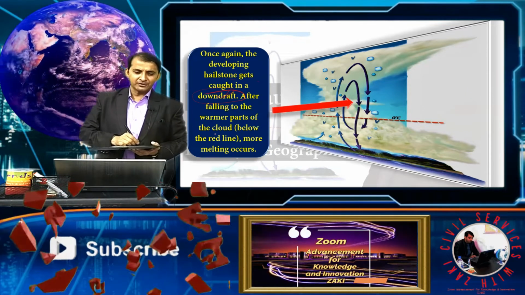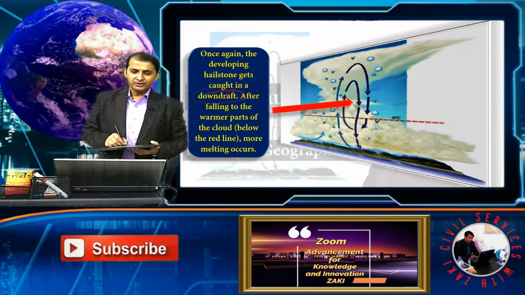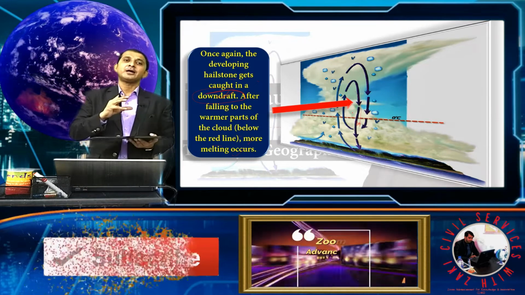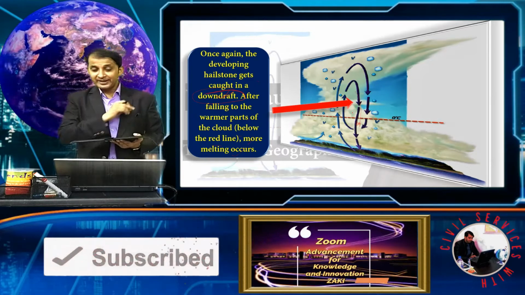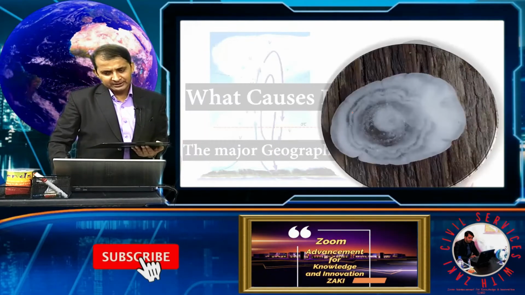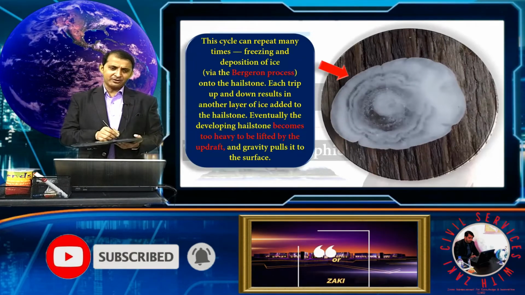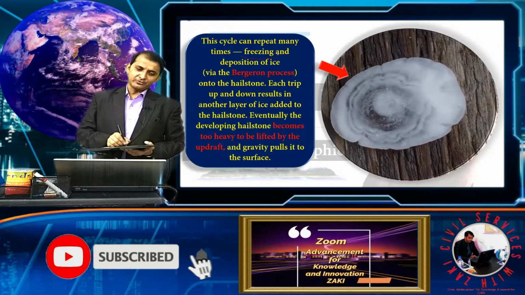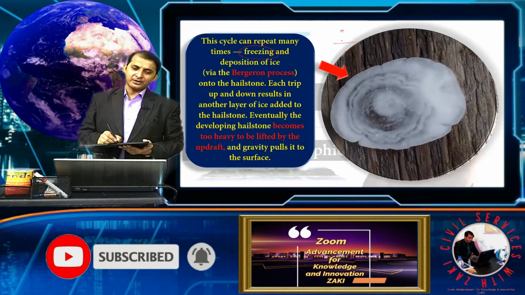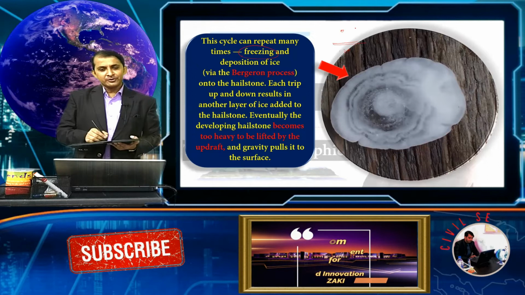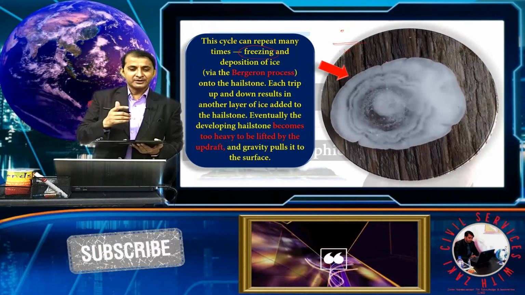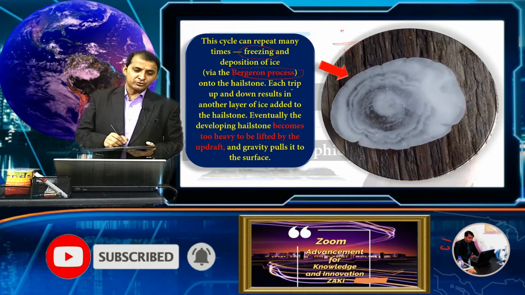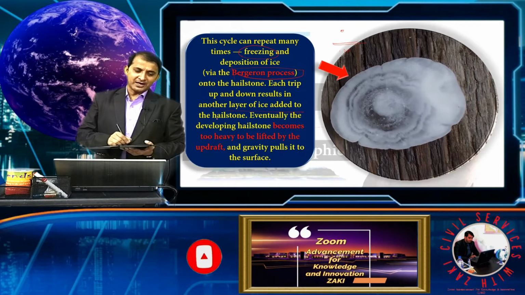After falling to the warmer part of the cloud below the red line, more melting occurs. So they finally reach this area, more ice melts and more water accumulates around the nucleus of the ice. If you see this cycle, this process repeats many times: one time, two times, three times, and so on. Going above the freezing level means freezing and deposition, going below means melting. So melting, freezing, all that happens, and due to the Bergeron process, each trip down results in another layer of ice added to the hailstone.